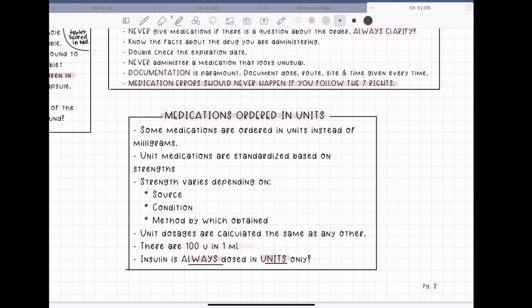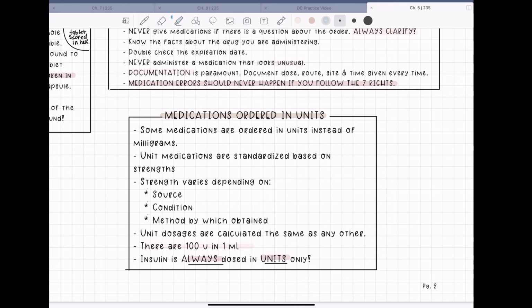Medications that are ordered in units is the last section for this chapter. Some medications are ordered in units instead of milligrams. This is commonly seen in insulin. Insulin is always dosed in units. Unit medications are standardized based on their strength, and the strength varies depending on the source, the condition, and the method by which the medication was obtained. Unit dosages are calculated just the same as any other. It's just that on the label, the quantity is going to be units instead of milliliters or capsules or tablets. So if you see a U in there, don't get confused. It's just units, just another quantity.